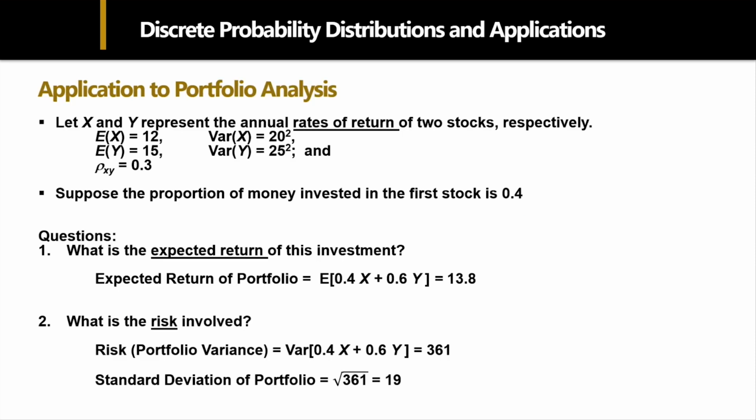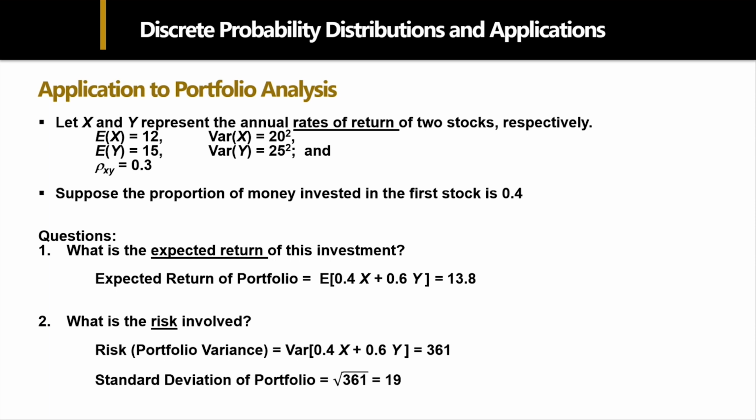Let's look at an example. Let's say X and Y represent annual rates of return for two stocks. We think X is 12, Y is 15. We have some variance calculations there as well. The standard deviation of X is 20, so the variance is 20 squared. Just like the standard deviation is 25 for Y, and we square that for the variance.